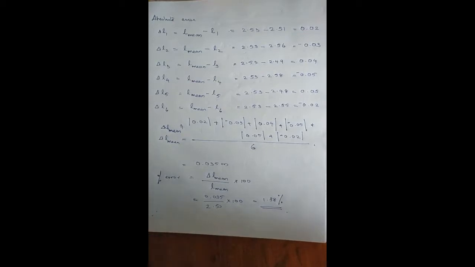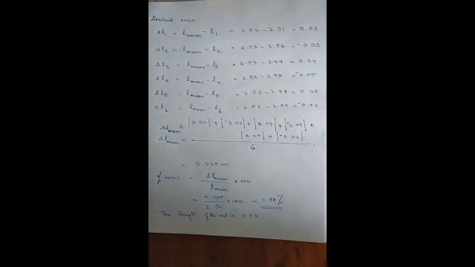ഇനി നമ്മൾ ലാസ്റ്റ് എഴുതണം. The length of the rod is 2.53, that is our mean value. 2.53 plus or minus 0.035 meter or 2.53 plus or minus 1.38%. ഇങ്ങനെ വേണം നമ്മൾ ഒരു പ്രോബ്ലം വർക്കൗട്ട് ചെയ്യാൻ. ഫൈനലി നമ്മൾ ലെങ്ത് ഓഫ് ദ റോഡ് ആൻഡ് ആക്ച്വൽ ലെങ്ത്തും എഴുതാൻ നമ്മൾ മറന്നു പോകരുത്.